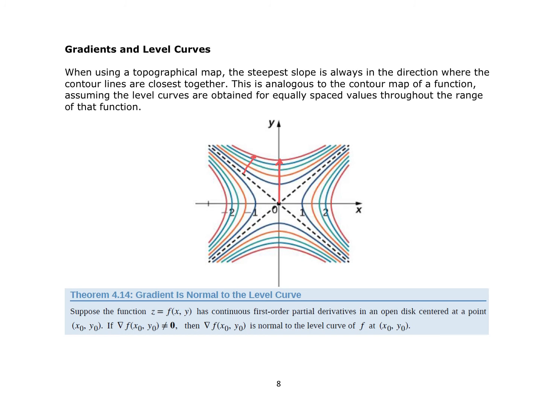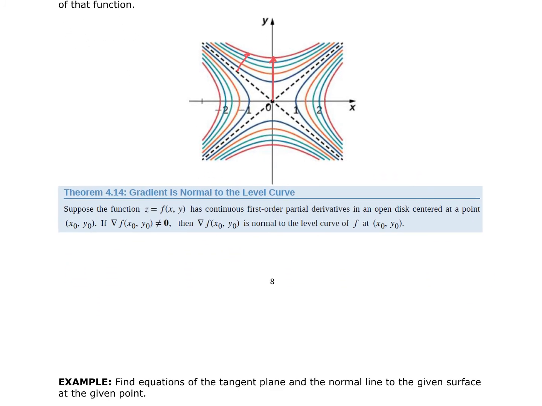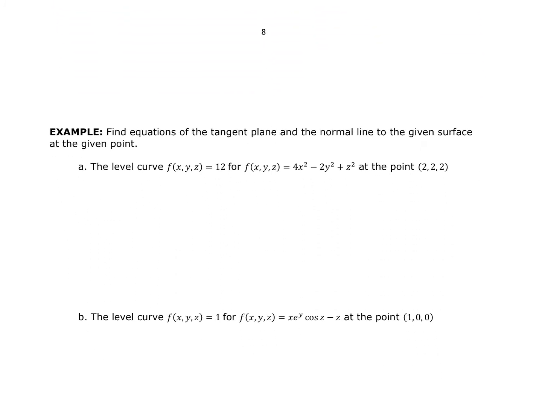Now, what we get from this is, suppose my function z, which is a function of x and y, has continuous first order partial derivatives on some open disk centered at the point. And if my gradient does not equal 0, then my gradient is normal to the level curve of my function at that point. And that allows us to talk about the equations of tangent planes and normal lines to the given surface at the given point.